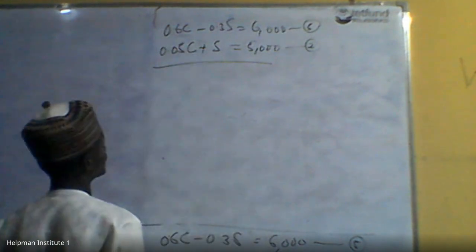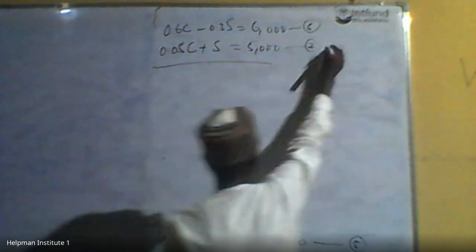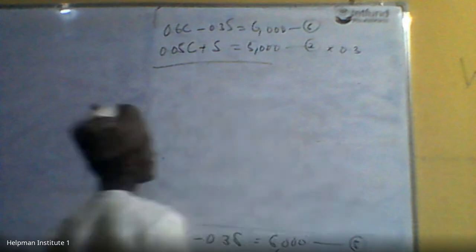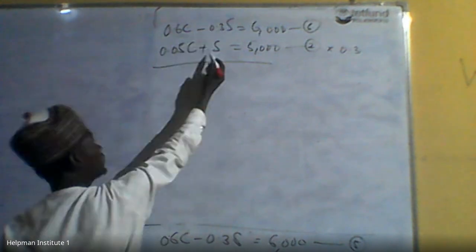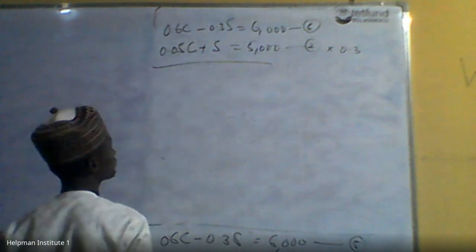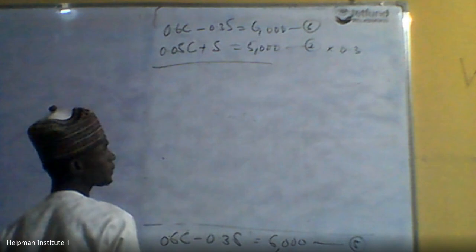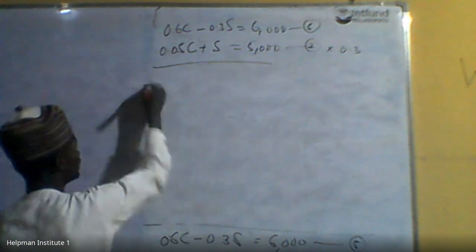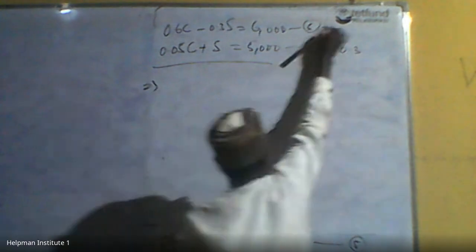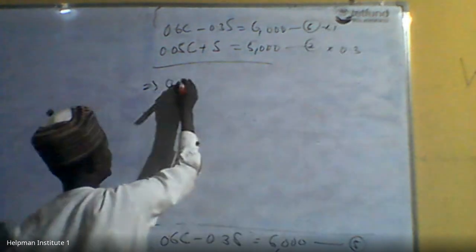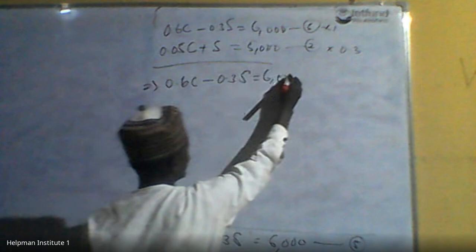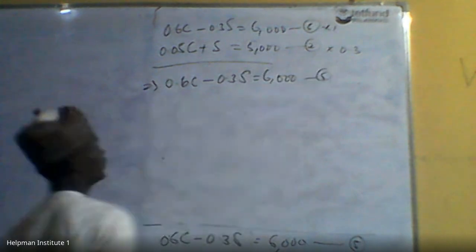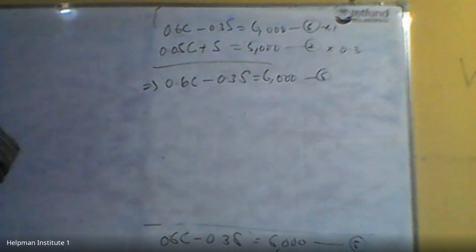So to eliminate s, we multiply equation 2 by what? 0.3. To eliminate s here, we multiply by the coefficient of the first one. This one is negative, this one positive, so they will cancel off. So let's proceed. Equation 5 multiplied by 1, we have 0.6c minus 0.3s equals 6,000. That's equation 5. Multiply equation 2 by 0.3 and add up.